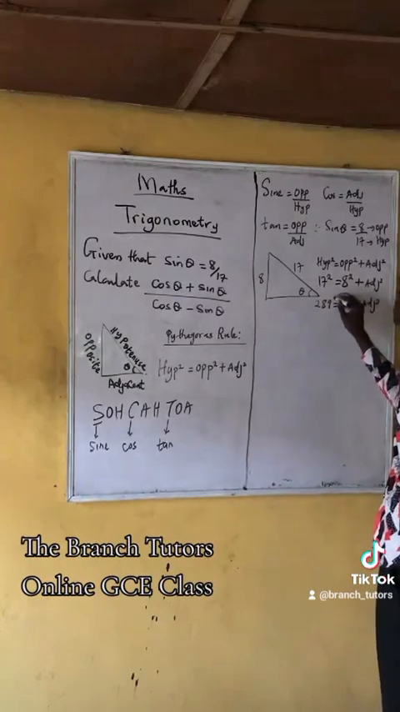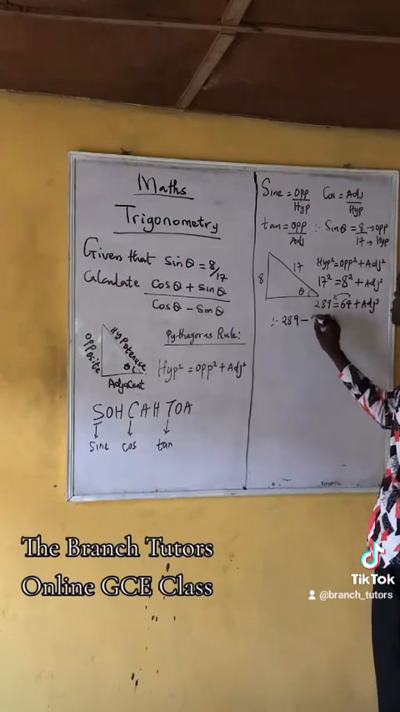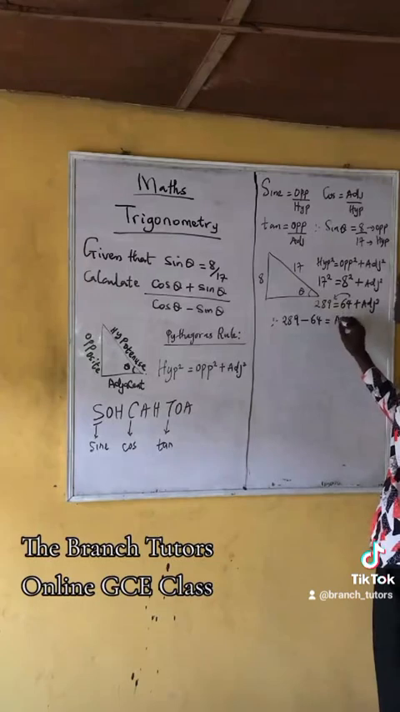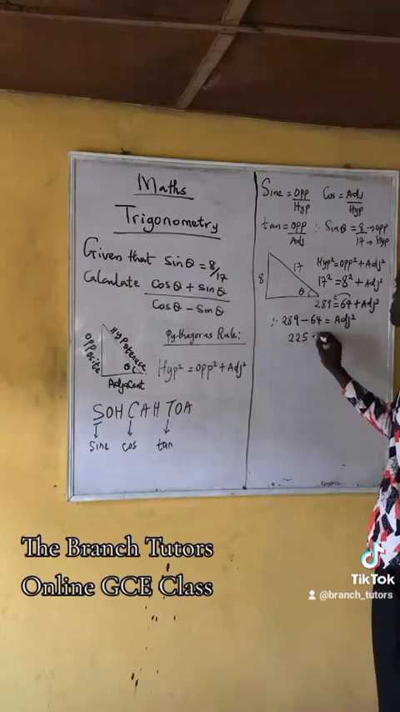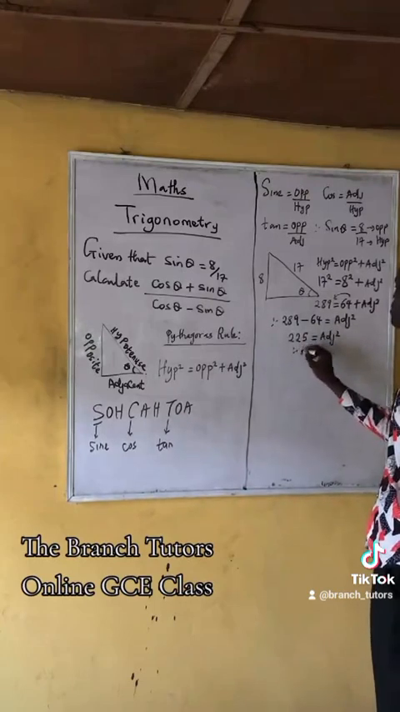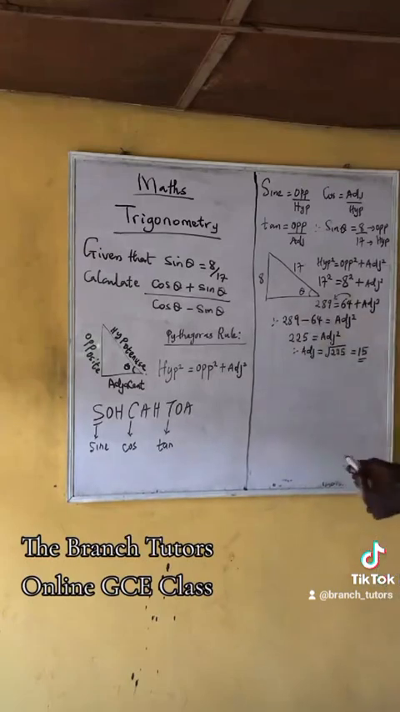Now you bring this here. Therefore we have 289 minus 64 equals adjacent squared. 289 minus 64 gives 225, which equals adjacent squared. Therefore our adjacent is the square root of 225, and that gives 15. So our adjacent is 15.